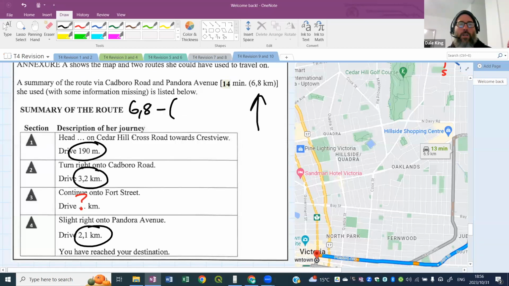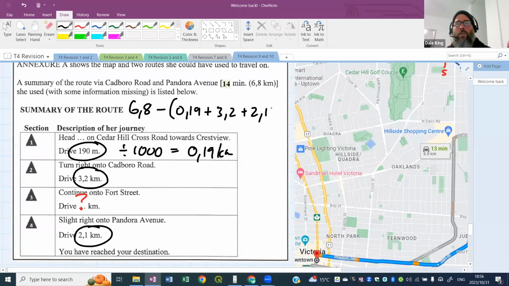the first part, which is 190 meters. You'd have to divide this by 1,000, and that'll give you 0.19 kilometers. So I'm changing it all to kilometers. So 0.19 plus the 3.2 and the 2.1. I'd have to subtract all these other distances from the 6.8, and that will give me my answer there.